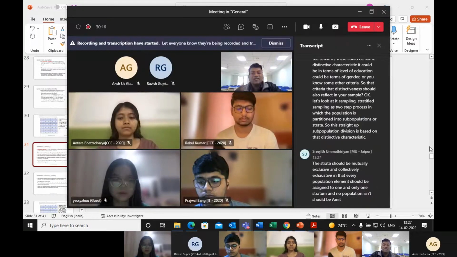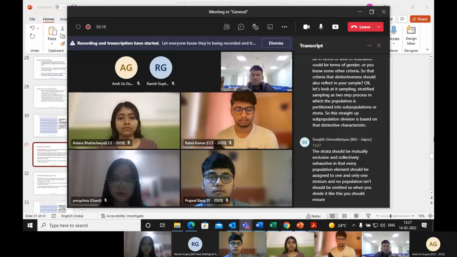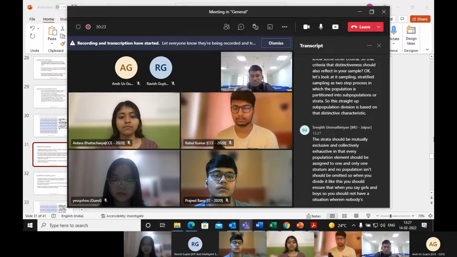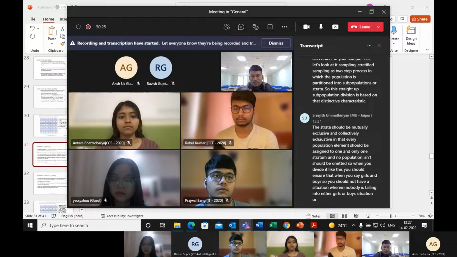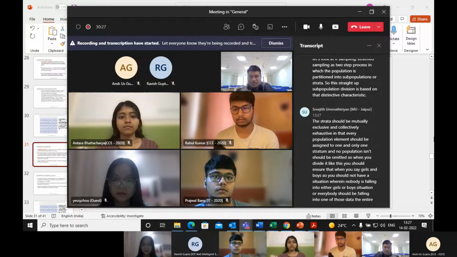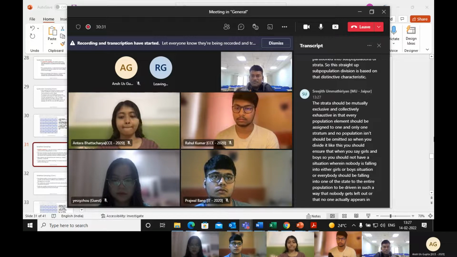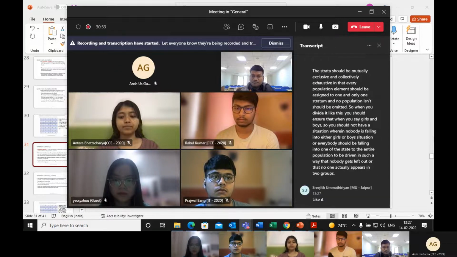So when you divide it like this, you should ensure that when you say girls and boys, you do not have a situation wherein nobody falls into either group. Everybody should fall into one of the strata. The entire population should be divided in such a way that nobody gets left out, and no one appears in two groups. Okay, that is one.